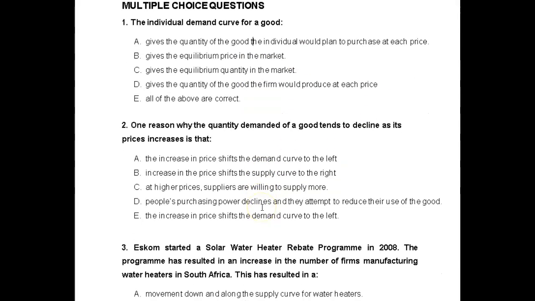The next, one reason why the quantity demanded of a good tends to decline as the price increases. So think about it. As price increases, people will want less of that product because people's purchasing power declines, so they attempt to reduce the use of this good.